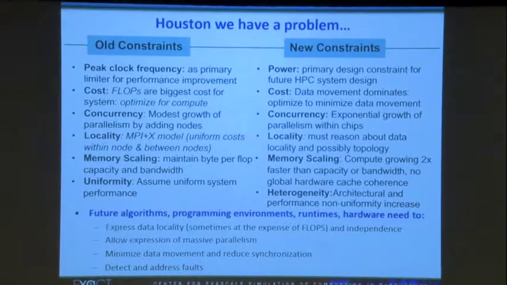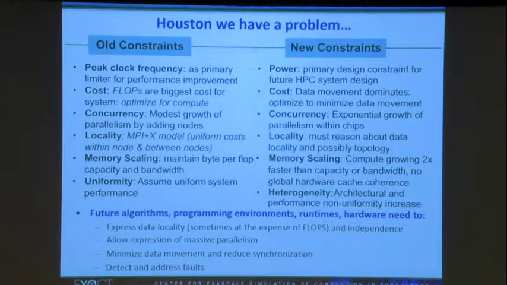Just want to see. So the old constraints that we had with computing is that throughput and peak clock frequency was the main limiter for performance improvement. Flops used to be the biggest cost for a system, so we would optimize machine hardware, systems, software, and our application codes for compute. We had modest growth in parallelism by adding nodes, and we could describe our codes with the MPI plus X model, where X could be OpenMP or OpenACC. And we had more or less uniform costs for computing within a node and also between nodes on the interconnect. The memory scaling, that is the byte to flop ratio, capacity and bandwidth, has remained nearly constant. And so there was an era before 2010 or so that we had assumed pretty much uniform system performance.